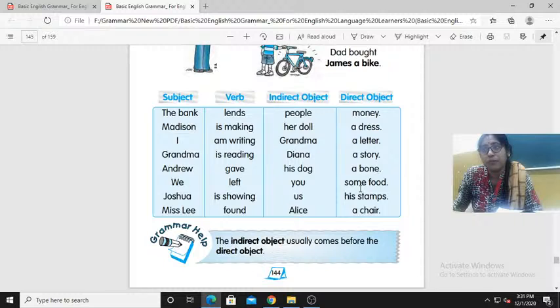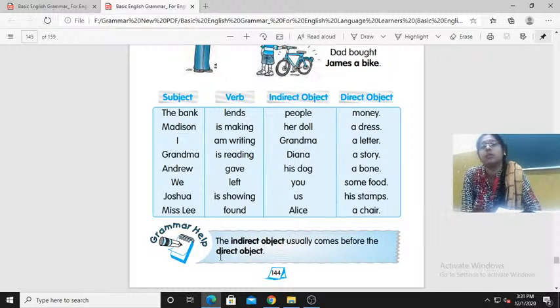We left you some food. Jova is showing us his stamps. Miss Lee found Alice a chair. So my dear children, try to focus on these. The indirect object usually comes before the direct object.